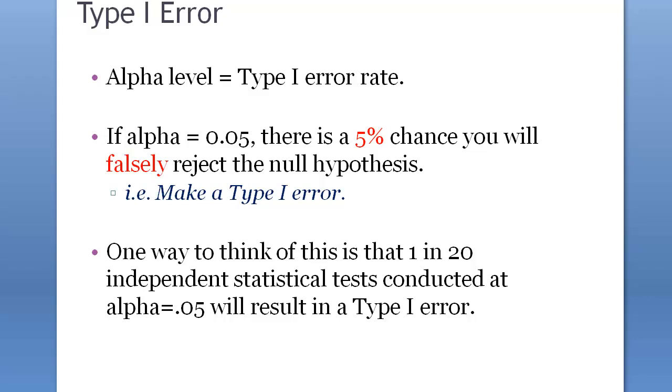So if alpha equals 0.05, there's a 5% chance you falsely reject the null hypothesis, at least. Could be more, or less. One way to think of this is that 1 in 20 independent statistical tests conducted at alpha equals 0.05 will result in a type 1 error.